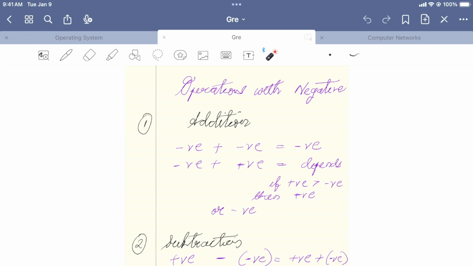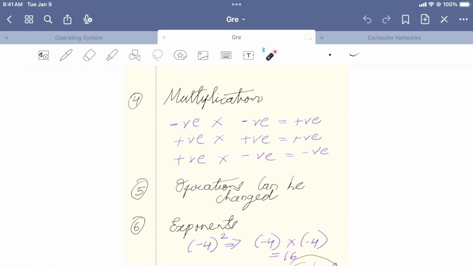Now subtraction again. If we have the same number, suppose -3, and if we add the same number, for example, -3 and +3 together, then the answer will be 0. It will result in cancellation.